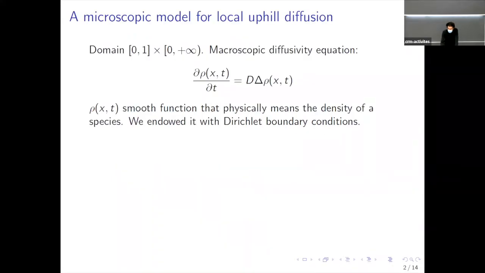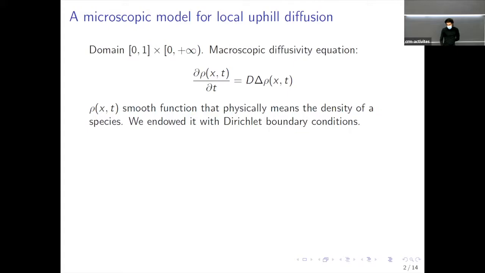So I'm going to describe in general a microscopic model for local uphill diffusion. And I'm going to start from the classical diffusivity equation, and that microscopically is the following. Here D is the diffusivity constant, and we assume that it is actually a constant. The domain we consider is 0, 1 in space and 0 to plus infinity in time. And rho is the density of a species, and we assume that it is a smooth function and a strong solution of the equation you see.